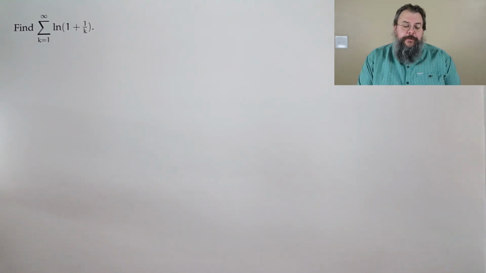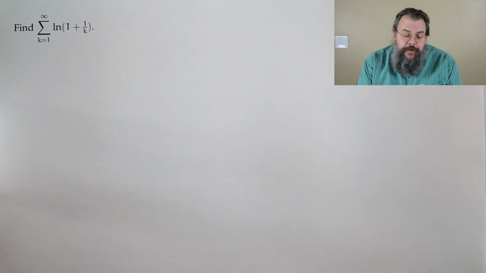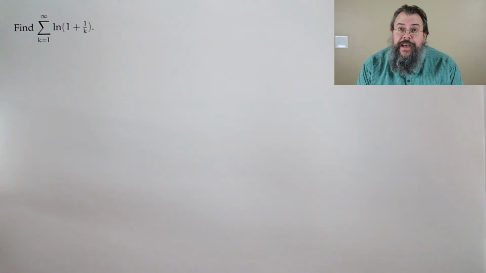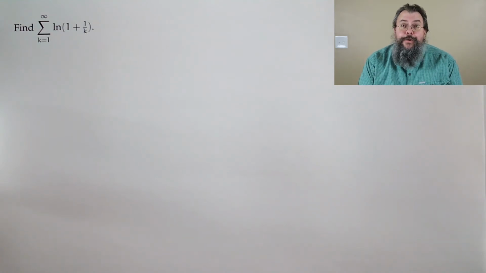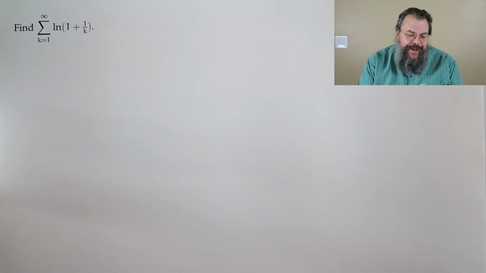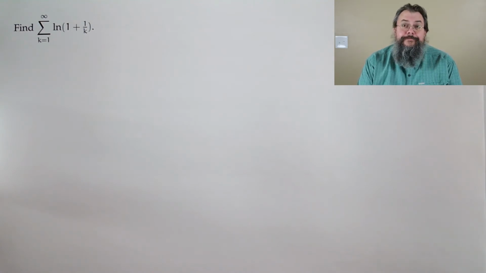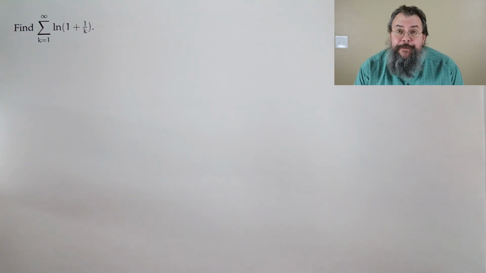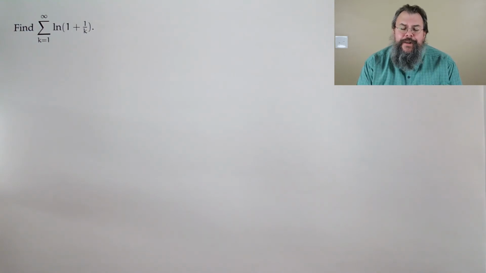Find the sum from 1 to infinity of log of 1 plus 1 over k. And now we're like, what? Okay. It's not so clear this time, right? I mean, how do we go about it?